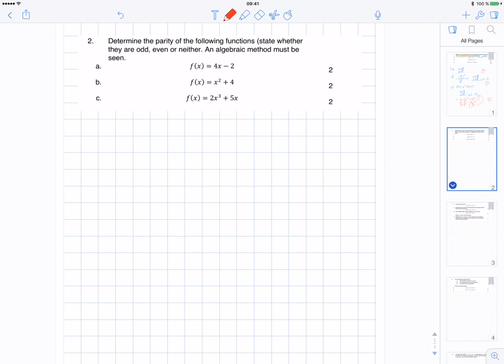So now to question 2. Determine the parity of the following functions. State whether they are odd, even, or neither. So we'll just say it's the parity I'm looking for.